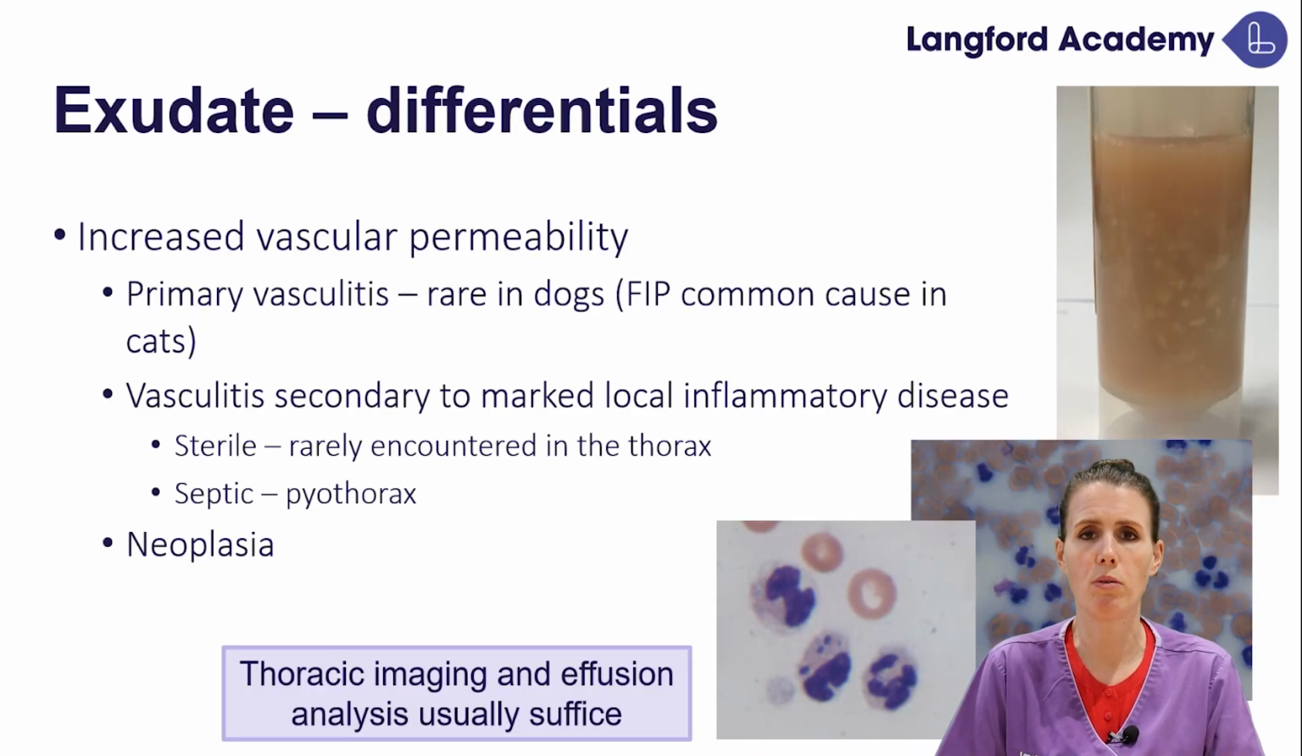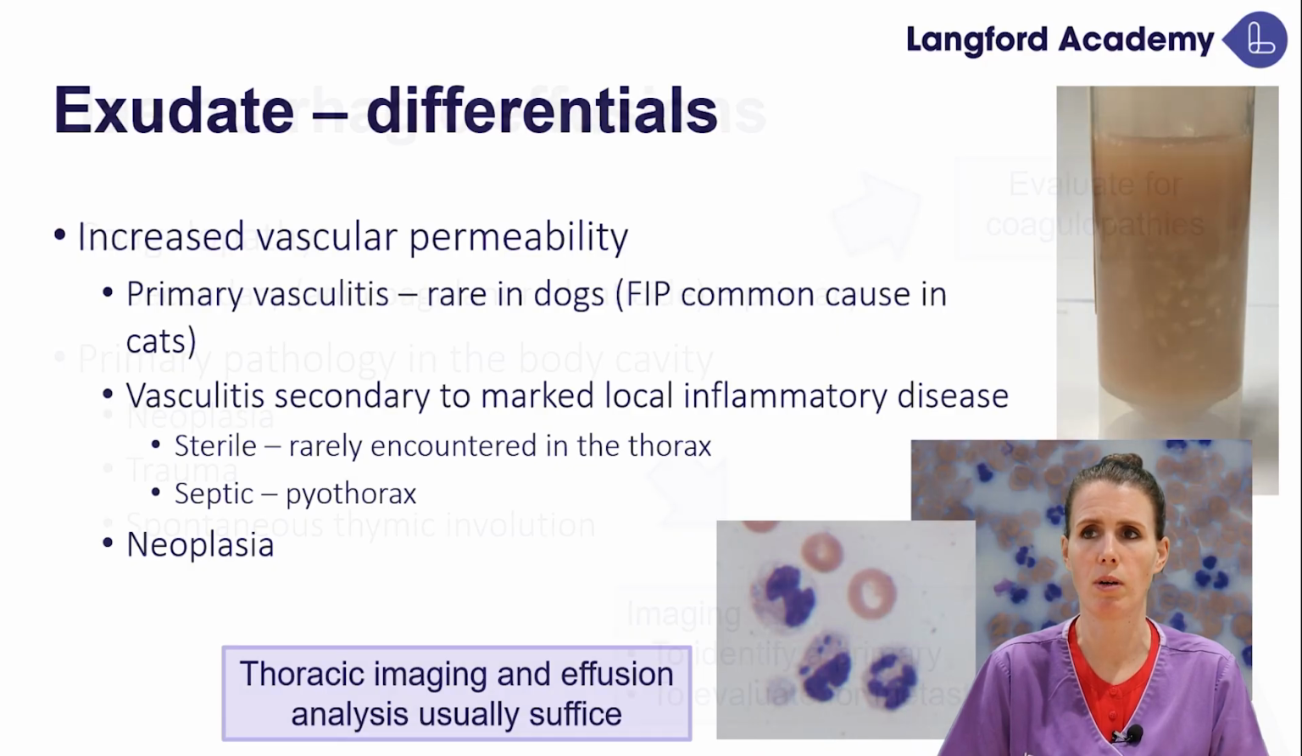So for example, if we've got a septic process, a pyothorax, it's very rare to see sterile vasculitis in the chest, but in the abdomen, an example would be pancreatitis. And then neoplasia, again, can cause all types of effusions, but is on the list of causes for a sterile exudate in the chest as well.